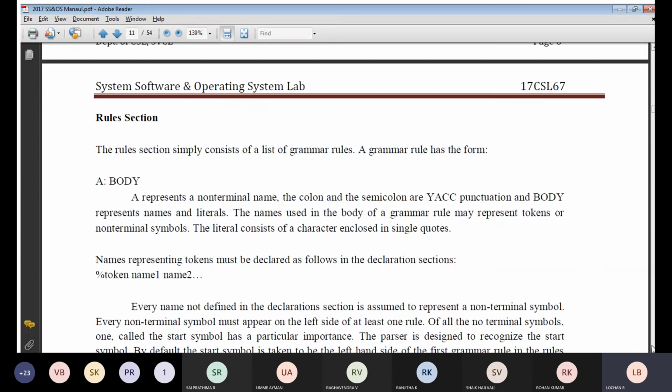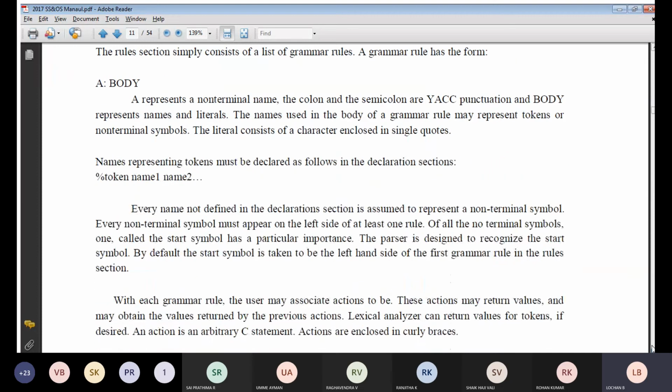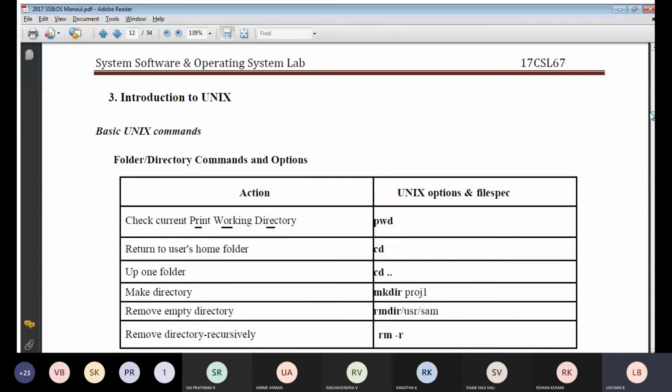What the rule section we will be doing inside the body, what we will be representing. So this is the introduction to Unix. I'll do the introduction to Unix in the next class.